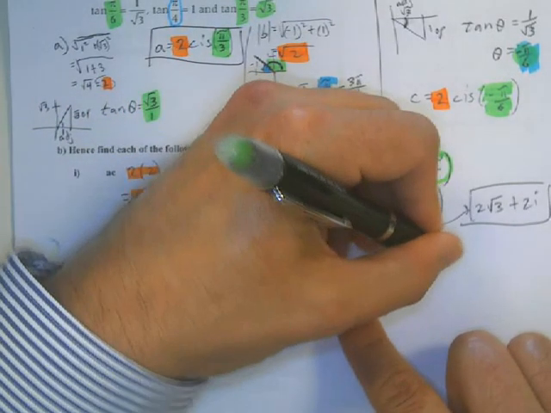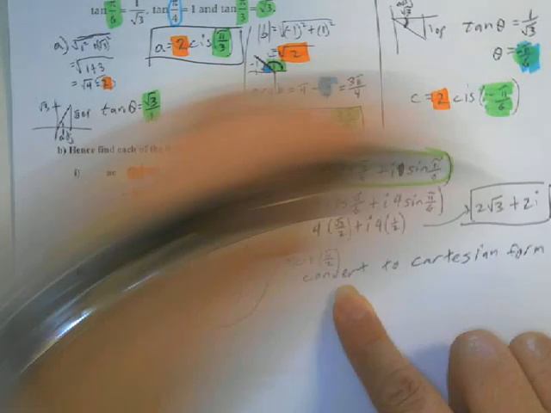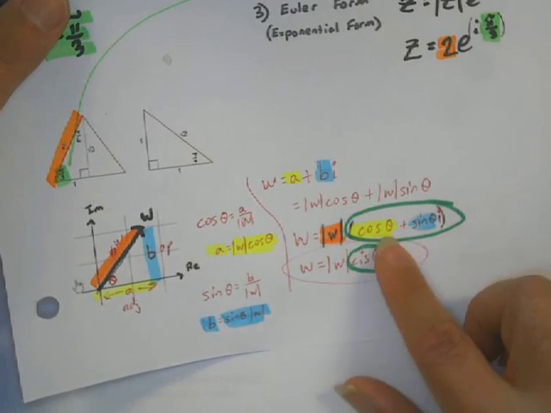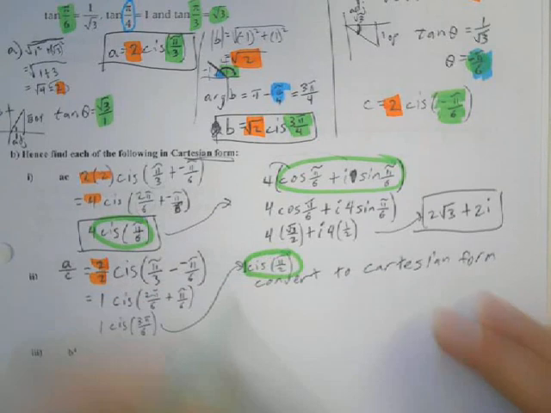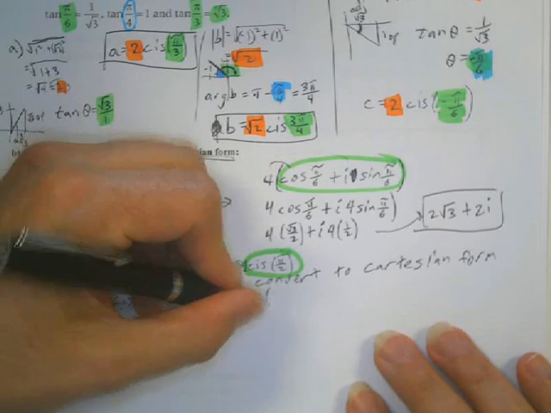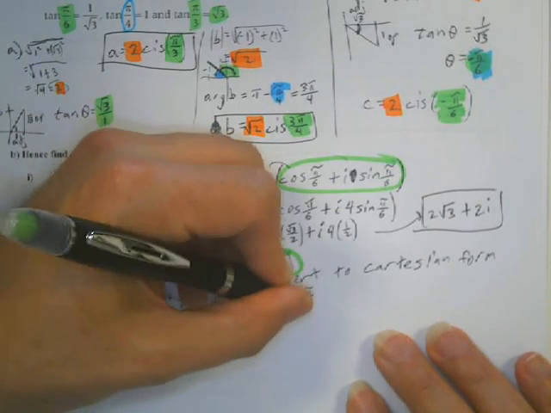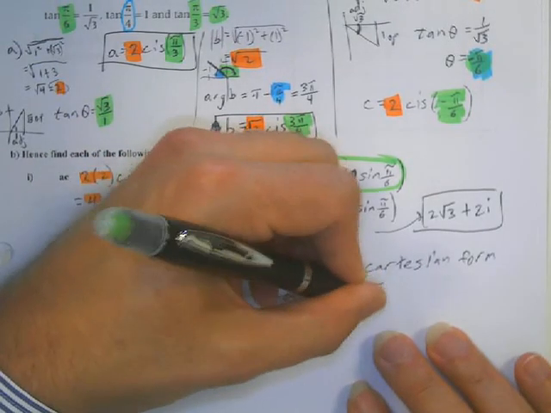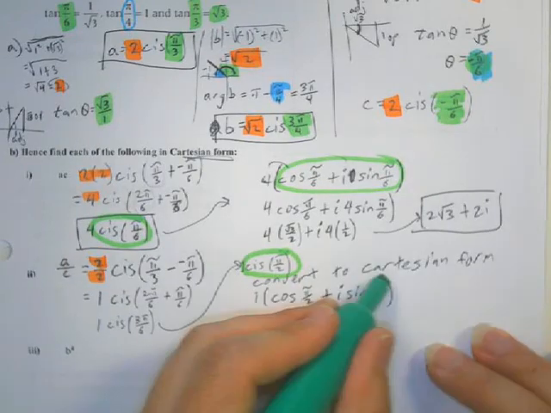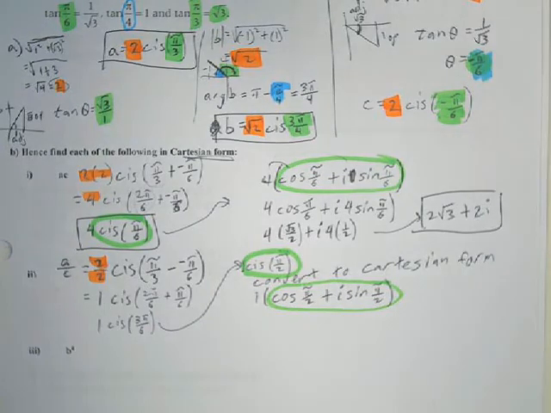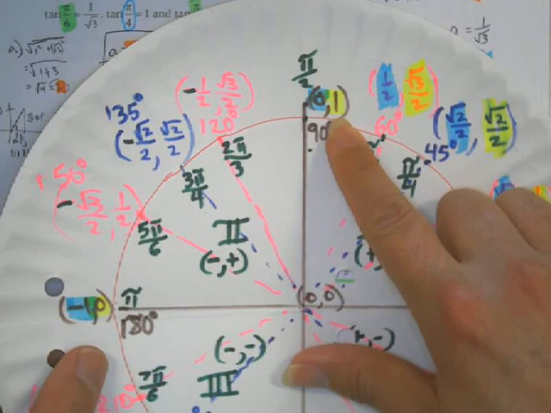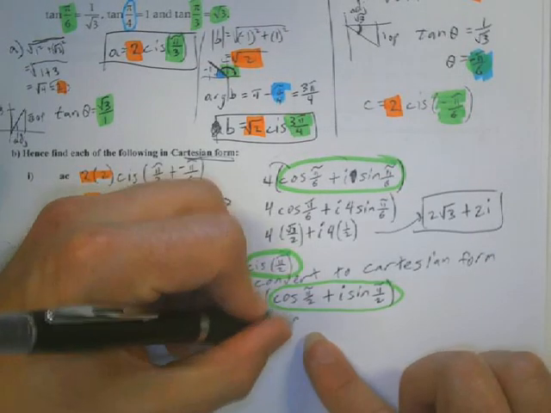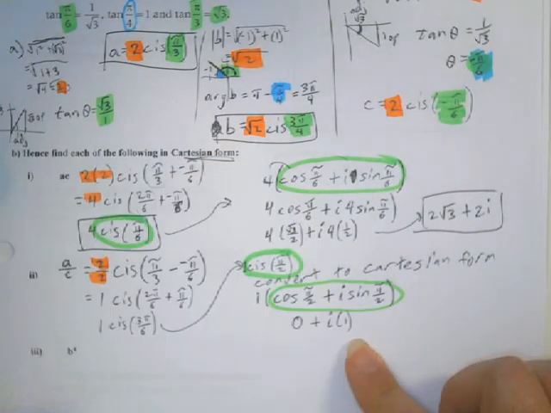Now if I want to convert to Cartesian form, once again I'm going to take this relationship here. I'm going to replace cis theta with cosine theta plus i sine theta. So I'm replacing cis pi over 2 with cosine pi over 2 plus i sine pi over 2. And then if I go to my unit circle, cosine pi over 2 is 0, and sine pi over 2 is 1. So this is going to be equal to 0 plus i times 1. Well, that's simply i.